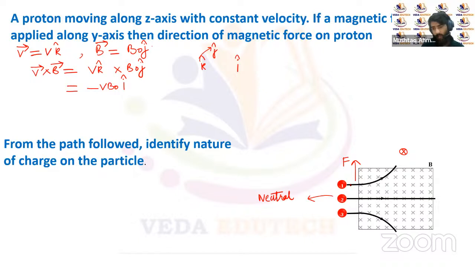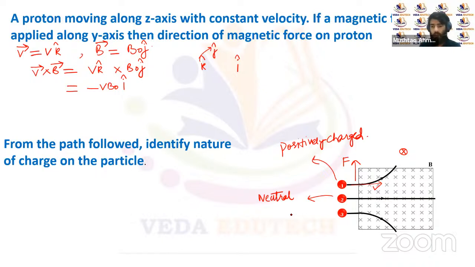Let's suppose this is the velocity vector, the initial velocity vector, and this is the magnetic field vector. So V cross B, in this case, will be along the upward direction. It means the force has to be in the upward direction, and if this is in the upward direction, it means that this particle has to be a positively charged particle, right? So the particle 1 will be positively charged and the particle 2 will be a neutral particle.